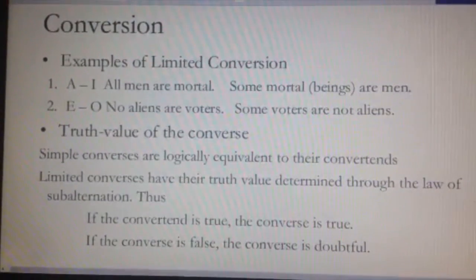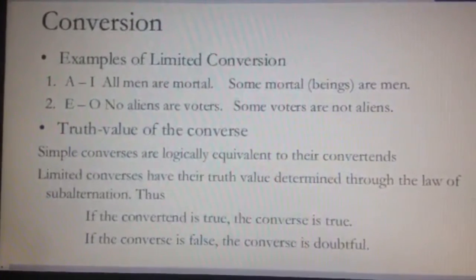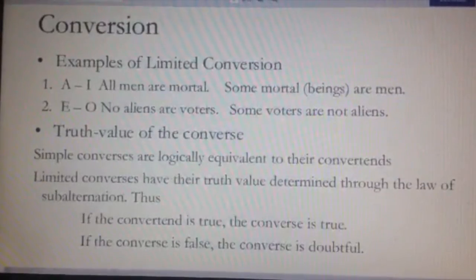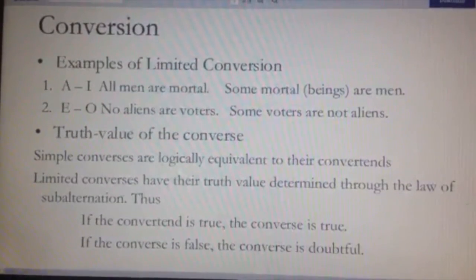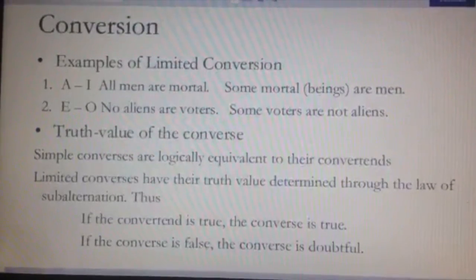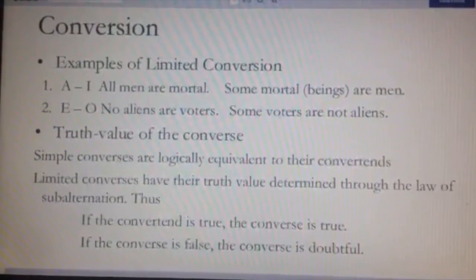Simple converses are logically equivalent to their convertents. Limited converses have their truth value determined through the law of subalternation. Thus, if the convertent is true, the converse is true. If the convertent is false, then the converse is doubtful.